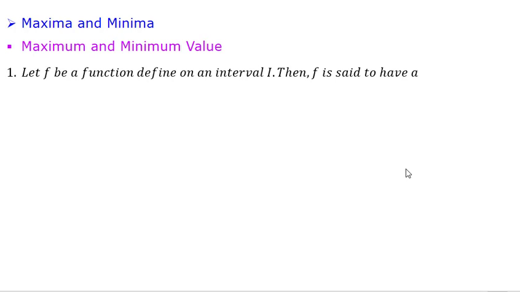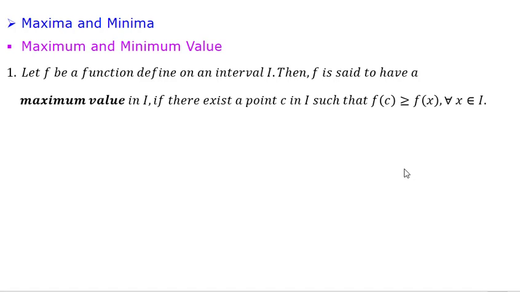Let f be a function defined on an interval I, then f is said to have a maximum value in I if there exists a point C in I such that f of C is greater than or equal to f of x for all x belonging to I. Now here we are first understanding what we mean by the maximum value. So for a given interval, that means for a given range of x, the value of f of x will be maximum. Here we are discussing maximum.